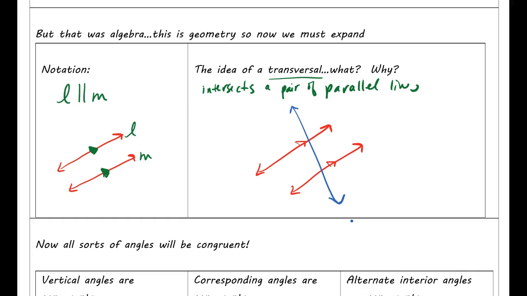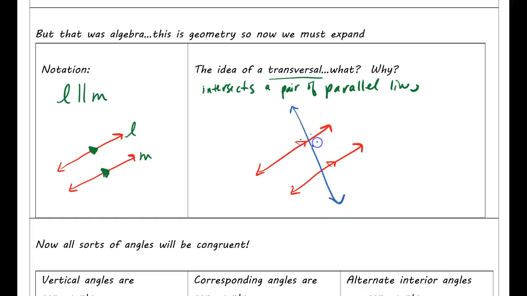There's no special notation for a transversal. Somebody would just have to tell you it's a transversal. What happens is now we get to study how all these different angles relate to each other, because I don't know if you can see it or not, but there are a ton of little angles that just came about the minute we drew that blue line.